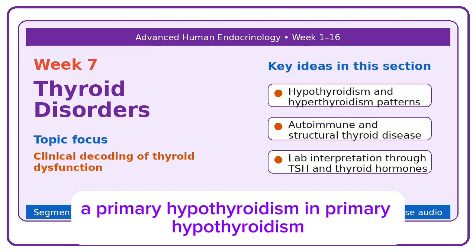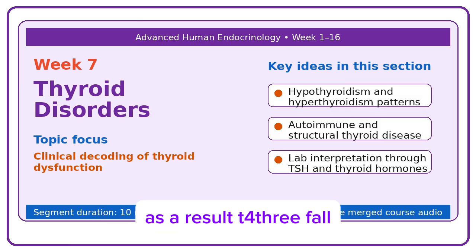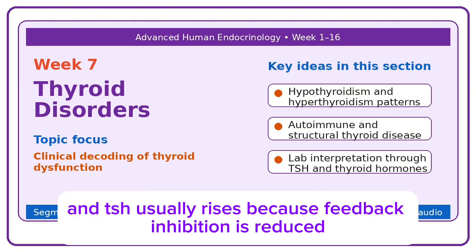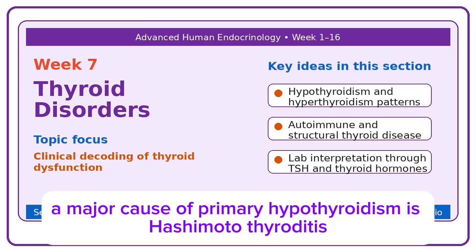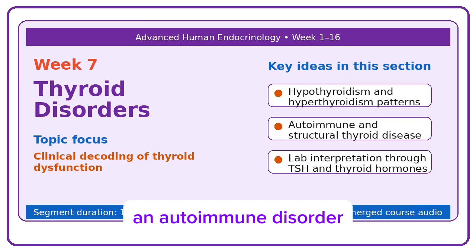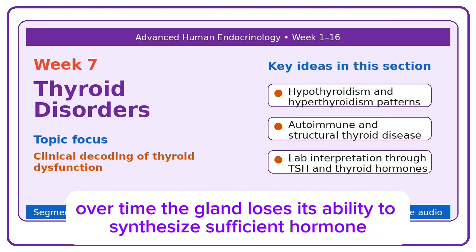A. Primary hypothyroidism. In primary hypothyroidism, the thyroid gland itself fails to produce adequate hormone. As a result, T4 and T3 fall and TSH usually rises because feedback inhibition is reduced. B. Hashimoto thyroiditis. A major cause of primary hypothyroidism is Hashimoto thyroiditis, an autoimmune disorder in which thyroid tissue is progressively damaged by immune mechanisms. Over time, the gland loses its ability to synthesize sufficient hormone.